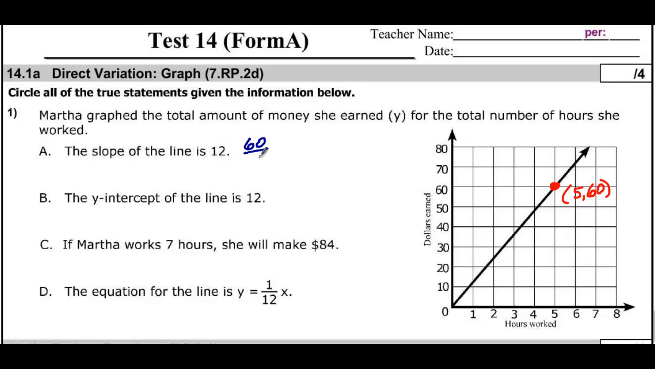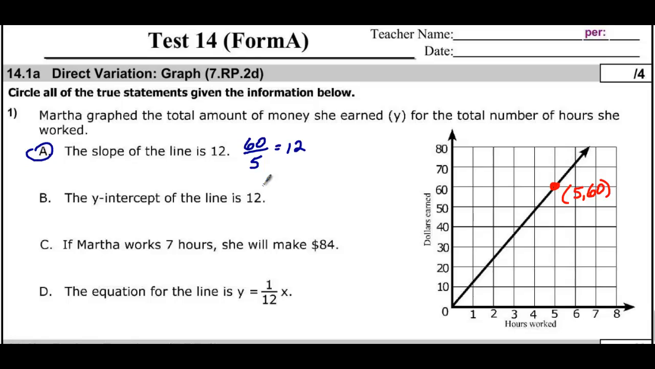So if we come over to question A and we look at point 5, 60, we know that in a proportional relationship, which this is, a straight line goes through 0, so that's proportional. In a proportional relationship, when you divide the dependent by the independent, you get the slope. So that is true. Slope is 12.